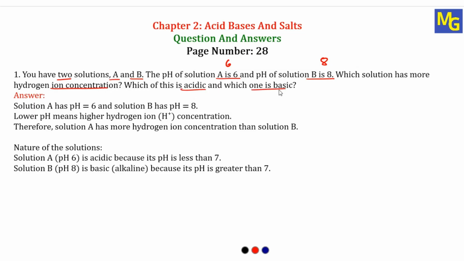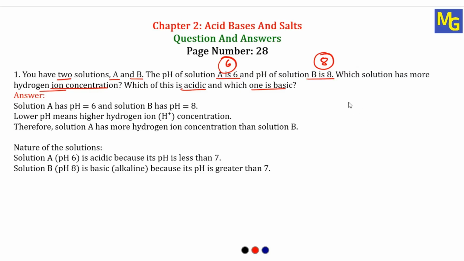So here you can see there are two questions mixed in this. The statement is we have two solutions A and B. A solution has pH 6 and B solution has pH 8. Now we have to find out which solution has more hydrogen ion concentration and which of the solutions is acidic and which one is basic. So this is the question. I hope you understood the question. Now we will start writing the answer.